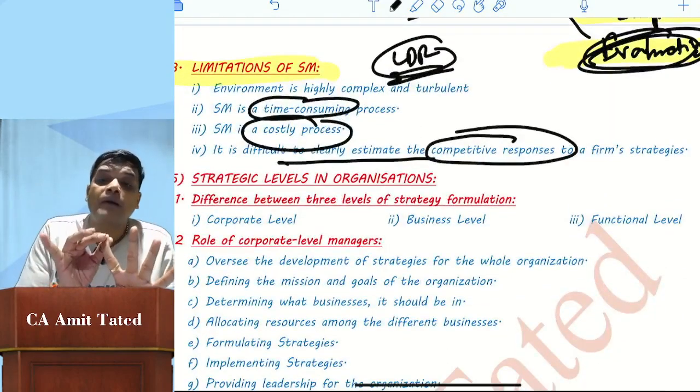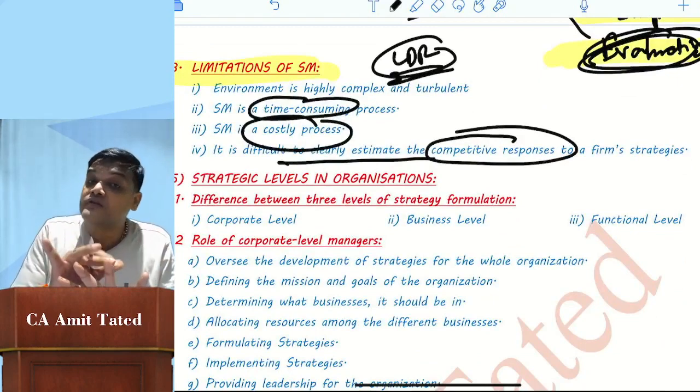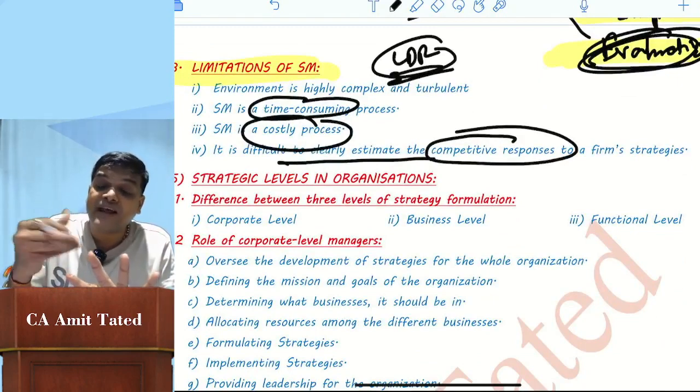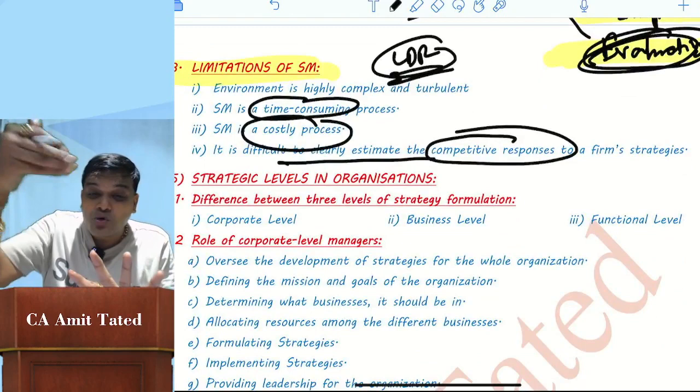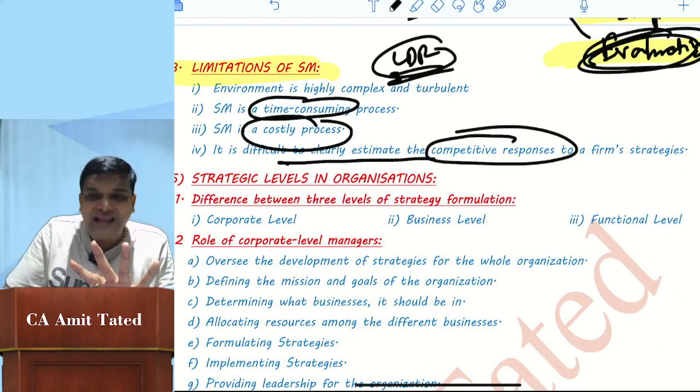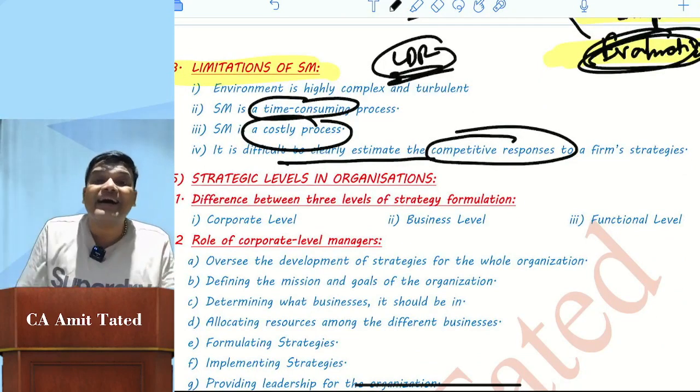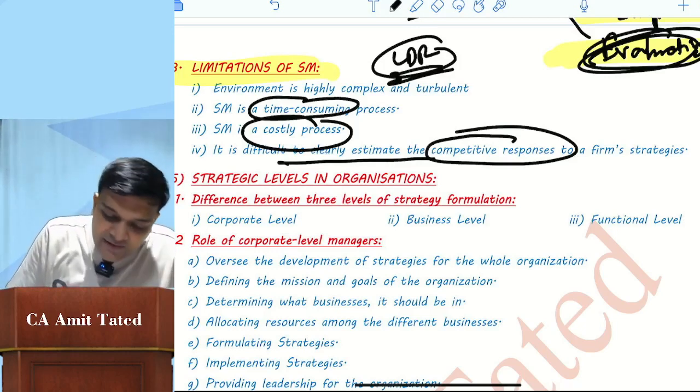Fourth, the environment is complex. Second is time consuming. Third is costly, because experts come. Time consuming because experts and we need to decide, do the analysis. We need to do the SWOT analysis, TOWS analysis and something like that. And the last point, okay, what will the competitor do? It is difficult to understand. That's it. These are the 4 limitations of SM.